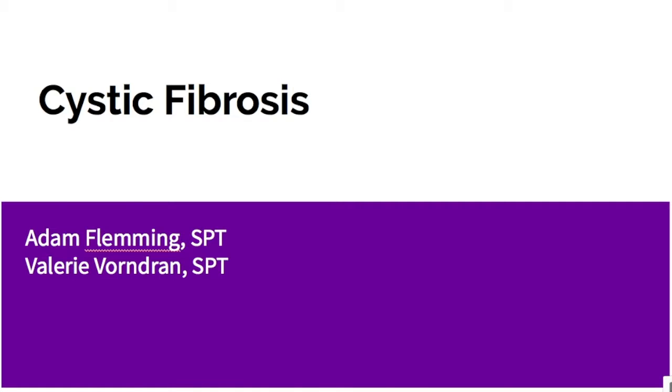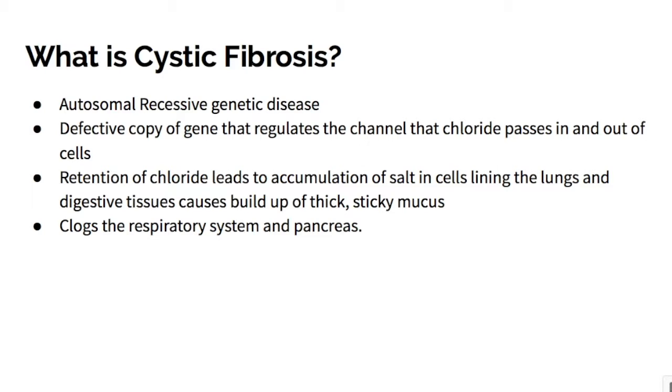So let's get into it. Let's discuss what cystic fibrosis is. Cystic fibrosis is a genetic disease that affects the lungs, the GI system, and the pancreas, specifically the cystic fibrosis transmembrane conductance regulator gene, often abbreviated the CFTR gene.